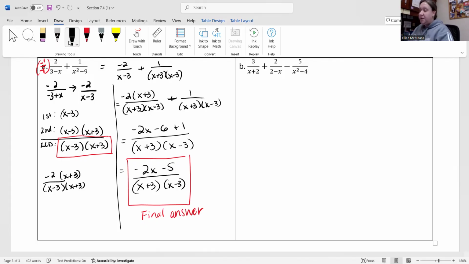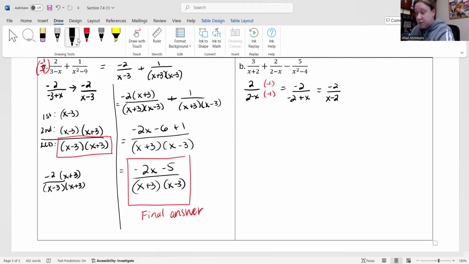All right, looking at part B, hopefully you can see pretty quickly that the issue is going to be that middle expression, okay? So I have 2 over 2 minus x. I need to multiply top and bottom by -1. That's going to give me -2 over -2 plus x. When I distribute the -1 in the denominator, I get -1 times +2, that's -2. -1 times -x, that's +x. I want to rewrite it, and it's going to become -2 over x minus 2. I like that better already.